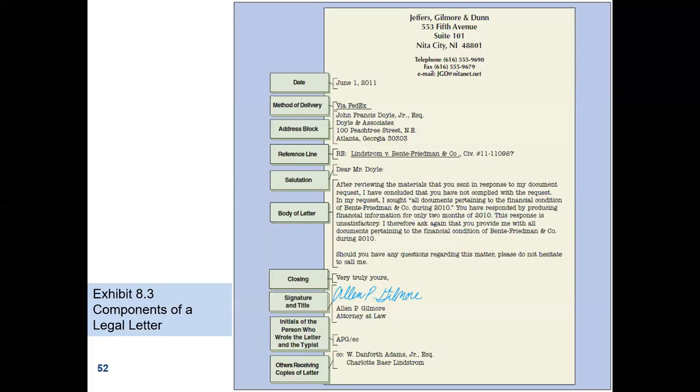At the end of the salutation, we use a colon. Colon is for business communications. We use commas for personal communication. So a letter to your great aunt Mabel, you're going to use a comma. Letter to your client, you're going to use a colon. Anytime you use letterhead, you're going to use a colon. When you use your personal stationery, it's going to be a combination of colons and commas.